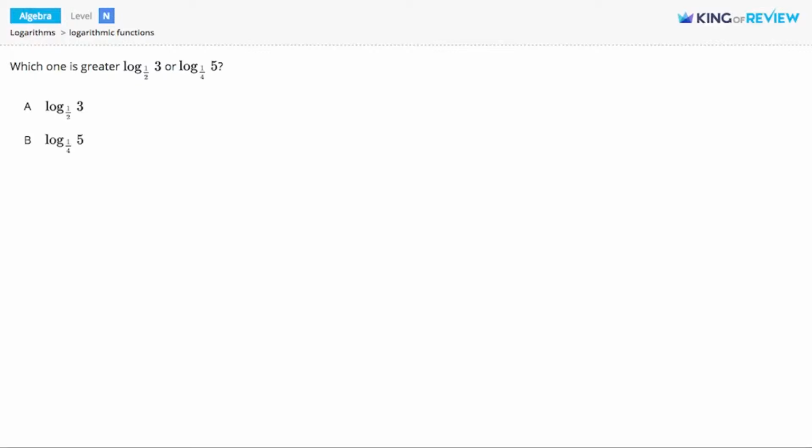So here we have to decide which is greater, the log base 1/2 of 3 or the log base 1/4 of 5. Now it would be a lot easier to compare these logs if they both had the same base. And luckily, there's an easy way we can change the log base 1/4 of 5 so that it's log base 1/2, just like the other log base 1/2.